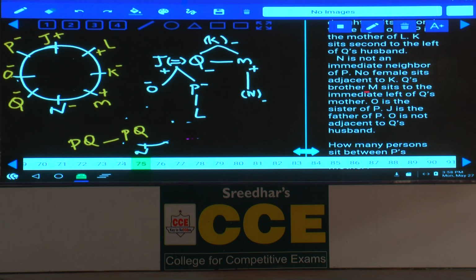Done? And this is again for revision. Go home and practice this again, because the first thing you need to identify is how to form this diagram, isn't it?